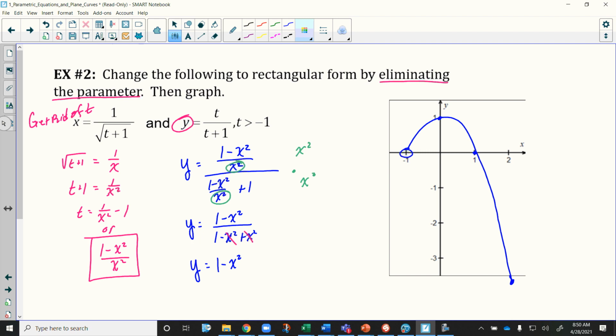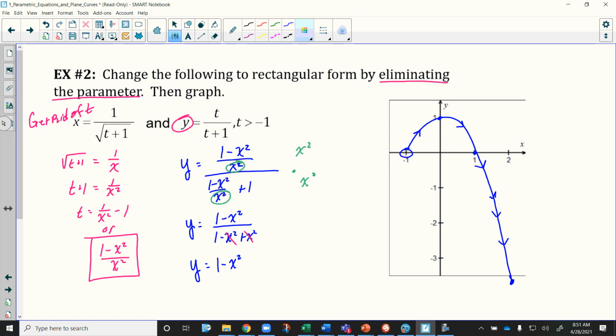like so. And of course, because this is a rectangular form of a set of parametric equations, we can indicate that, starting when t is greater than -1, it would start at the -1 and travel in that direction. So there you go.